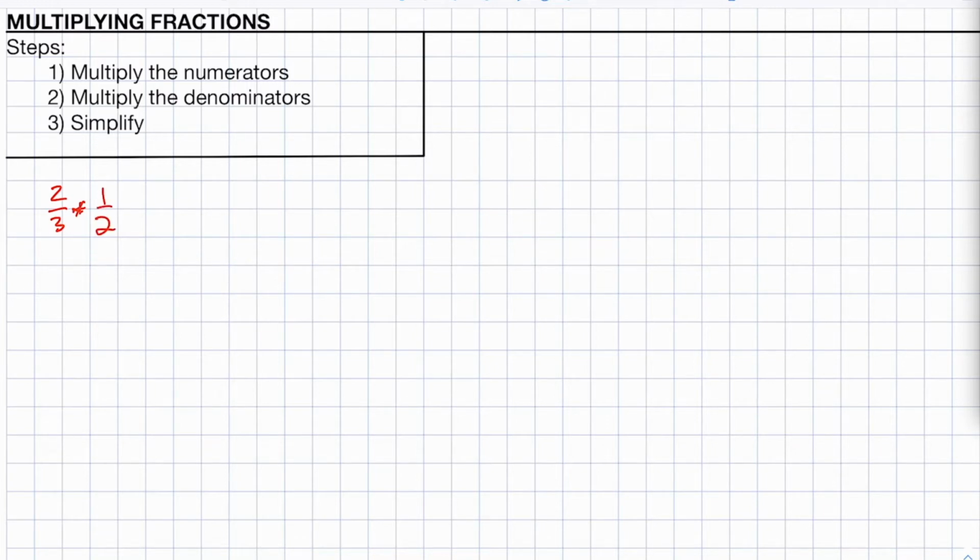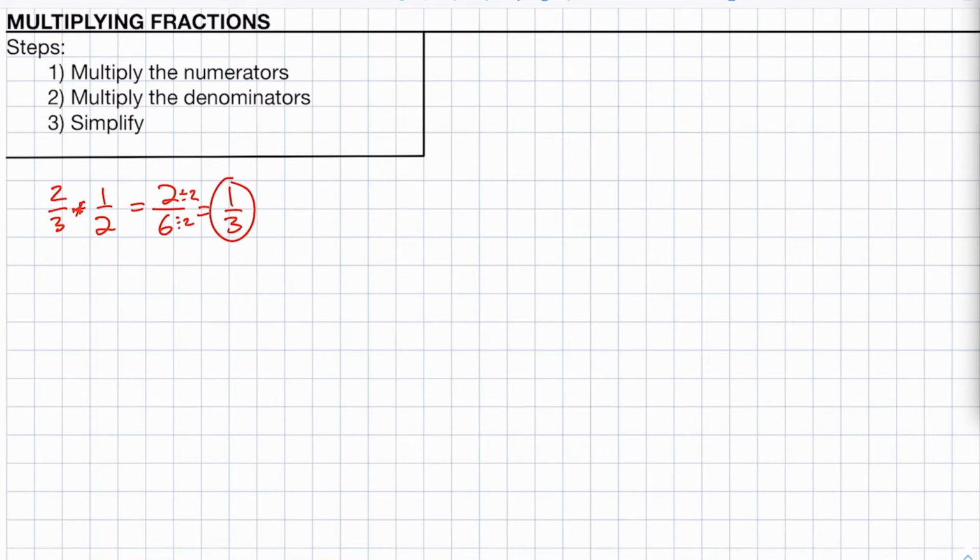All I'm going to do is multiply the numerators. Again, the numerators are the top numbers. So 2 times 1 equals 2, and that is our new numerator. Then I'm going to do step 2, which is multiply the denominators, which is just 3 times 2 equals 6. And then step 3, always simplify your answer. So we can see 2 and 6 both can be divided by 2. 2 is a factor of both of them. So I'm going to divide both of those by 2, and that gives me 1/3 as my final answer.